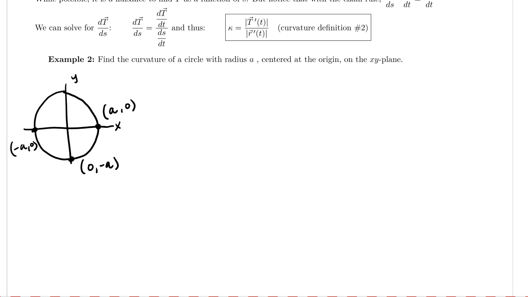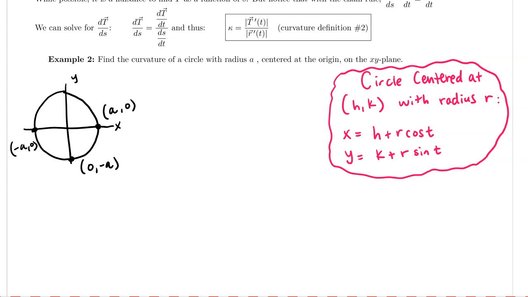So one thing that we can do is parametrize our circle. And if you don't remember this, let's give ourselves a reminder. From when we talked about parametric equations, a circle centered at the ordered pair (h, k) with radius r, we can parametrize that circle and let x equal h plus r cosine t and y equal k plus r sine t. So we want to use those parametrizations to come up with our vector valued function, r of t. And here, because we are centered at the origin, h and k are going to be 0, and r, our radius in this case, is going to be a. So putting all of that together, our vector valued function will be (a cosine t, a sine t).